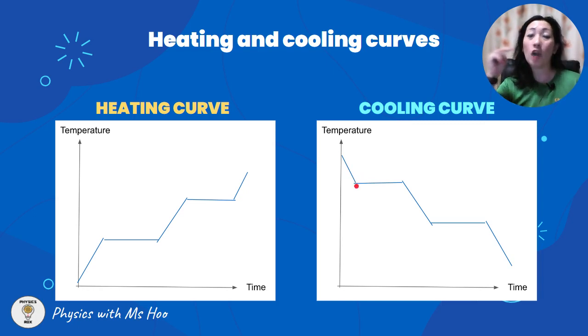When it reaches condensation point, the potential energy decreases, kinetic energy remains the same, and so on and so forth. So that's why you see sometimes temperature decrease, then stays the same. Temperature decrease, stays the same. Because a lot of people always think, oh, if the temperature doesn't change, that means that there's no heat being transferred.